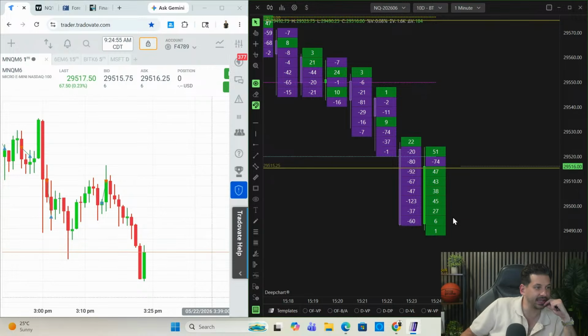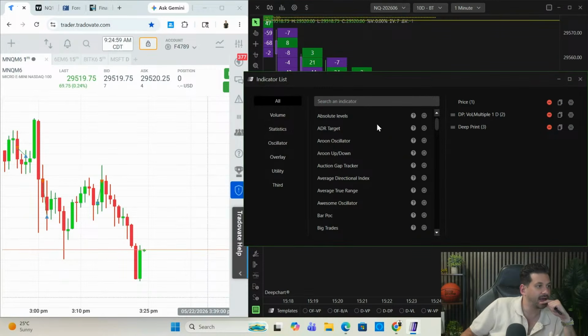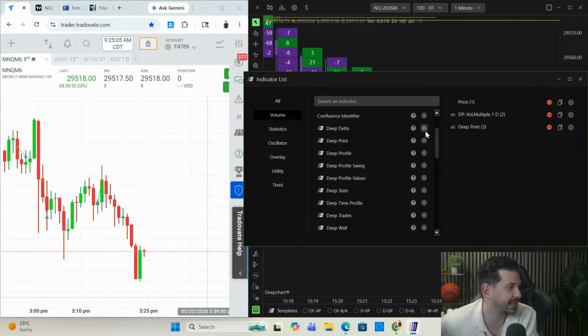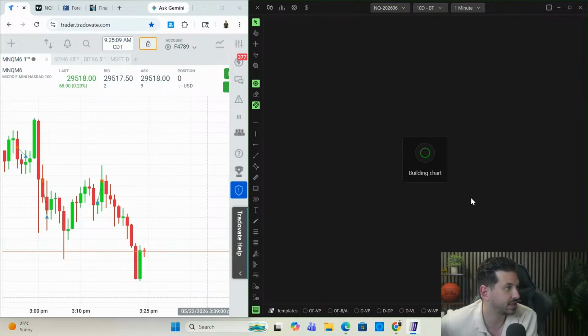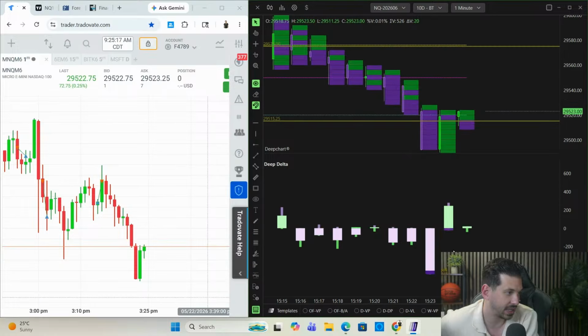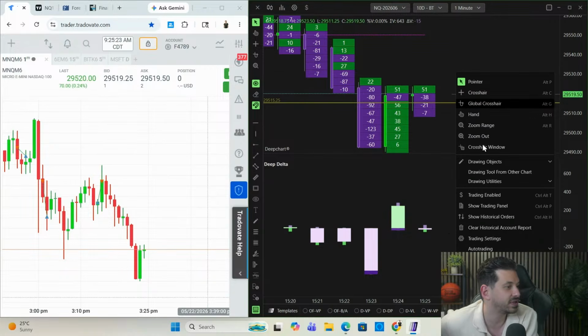I've yet to really play around with all the different indicators. They've got a bunch of volume indicators. Deep delta, no idea what deep delta is. Let's have a look. Add it to the chart. Oh, it's done something. Building chart. Here we go. Okay, so I have no idea what it's actually showing us yet. I'm going to have to look into their FAQs and figure all this out.